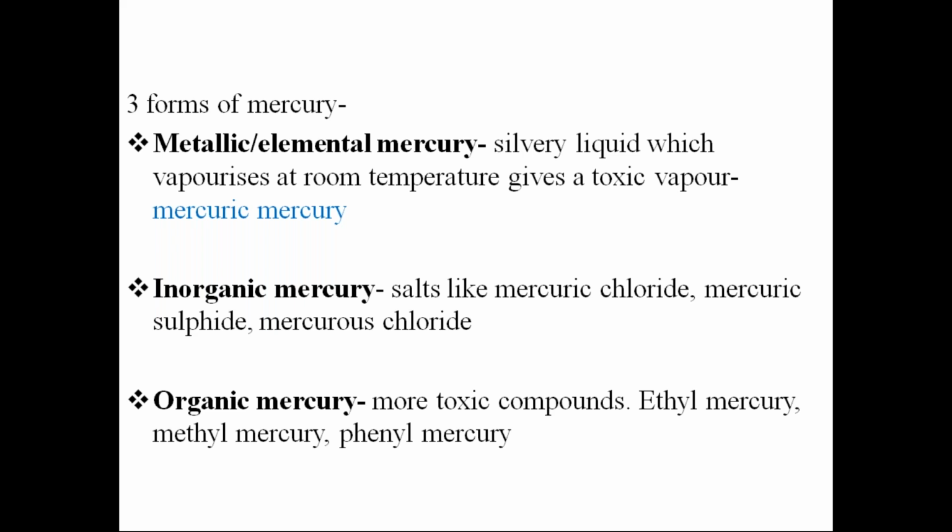Inorganic mercury is nothing but salts of mercury: mercuric chloride, mercuric sulfide, and mercurous chloride. And then organic mercury, which is more toxic than the other two, includes ethyl, methyl, and phenyl mercury. So ethyl, methyl, and phenyl mercury are organic mercury; inorganic mercury are the salts, mercuric chloride, mercuric sulfide, and mercurous chloride; and then we have metallic elemental mercury, which vaporizes at room temperature, known as mercuric mercury.